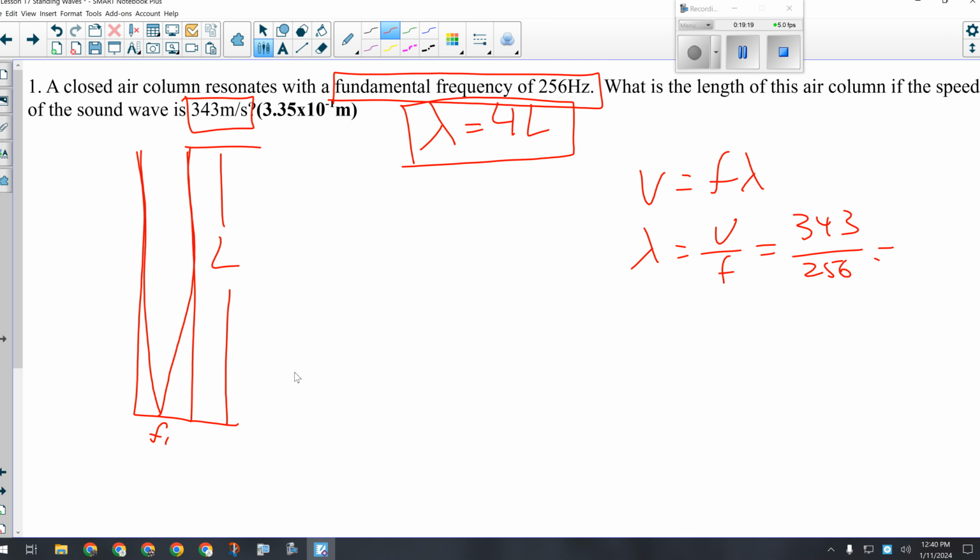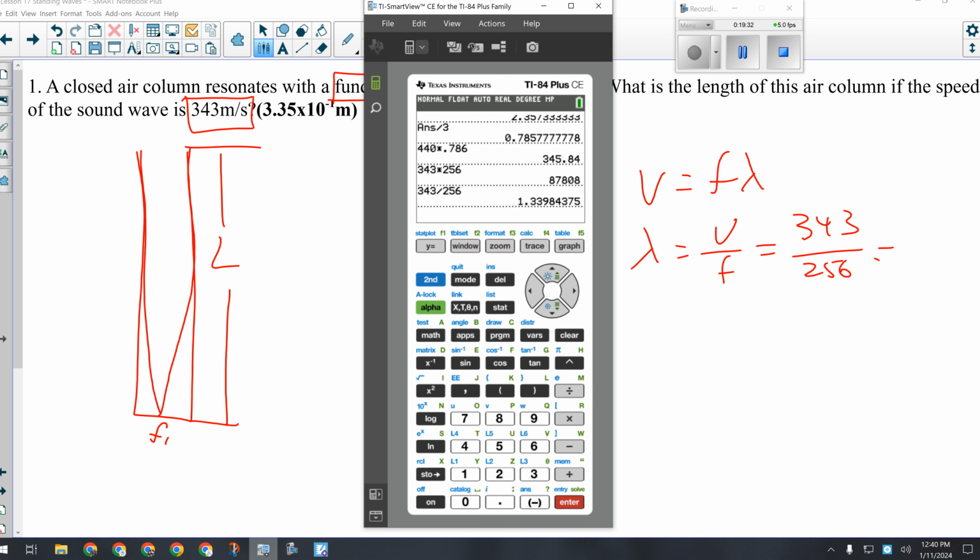Okay, so now that I know the wavelength, I can calculate the length of the tube by simply dividing the wavelength by 4. Because I know at the fundamental frequency, there's only 1/4 of a wavelength in the tube. So I take that number, divide it by 4, and I got 3.35 times 10 to the minus 1 meters for the length of the tube. Everybody with me there? So really, as long as you understand fundamental frequency stuff, you're good.